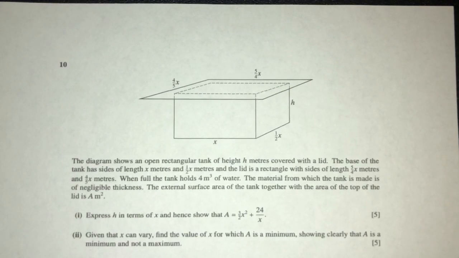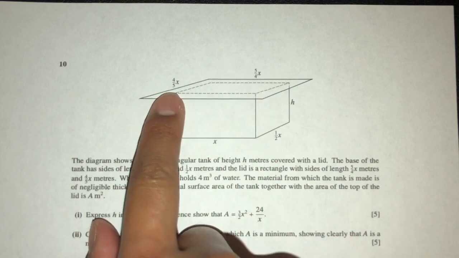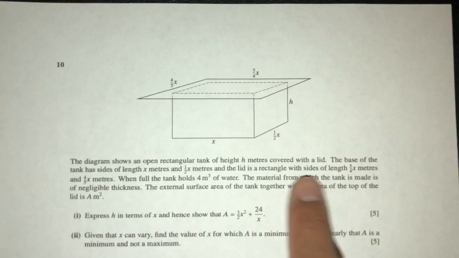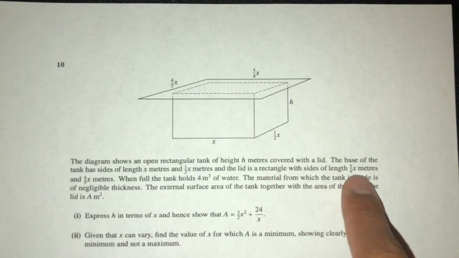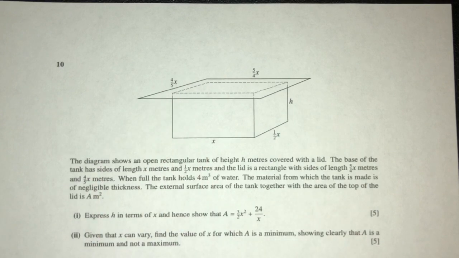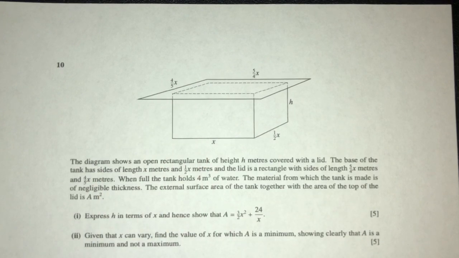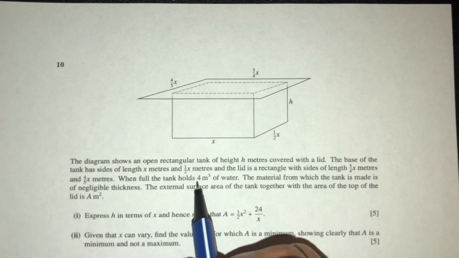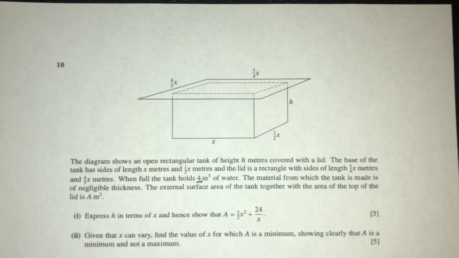The diagram shows an open rectangular tank of height h, covered with a lid, as you can see on the diagram. The base of the tank has sides of x and half x meters. Now the lid is a rectangle with sides of 5 over 4x and 4 over 5x. When full, the tank holds 4 cubic meters of water.